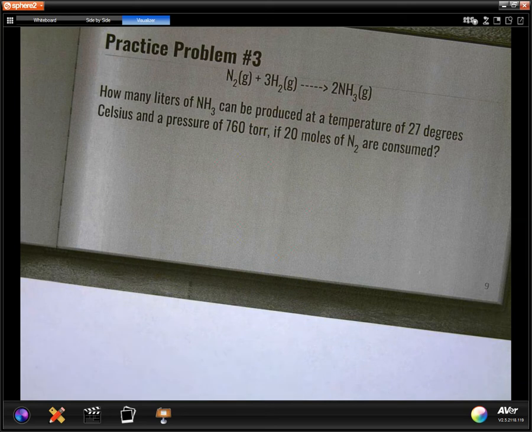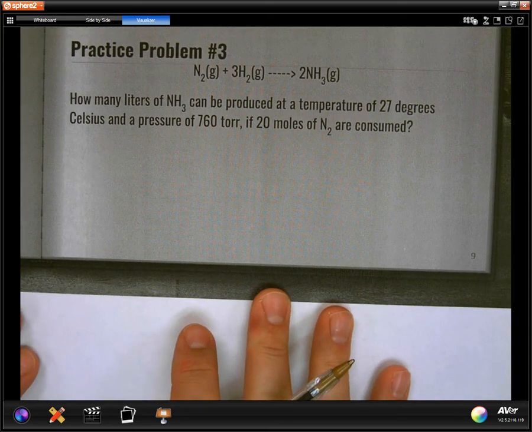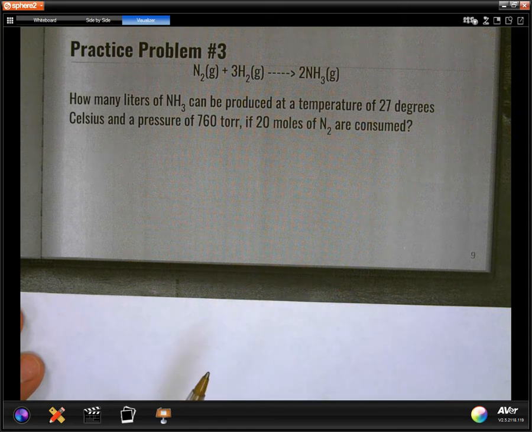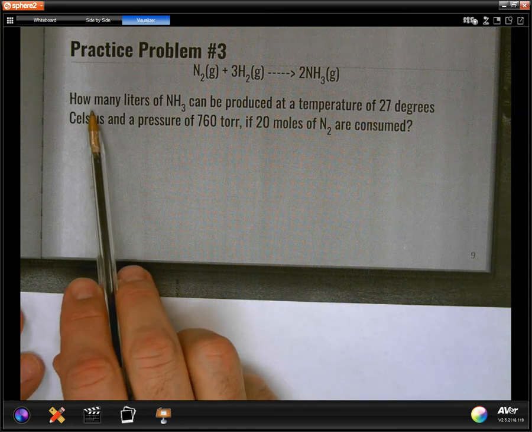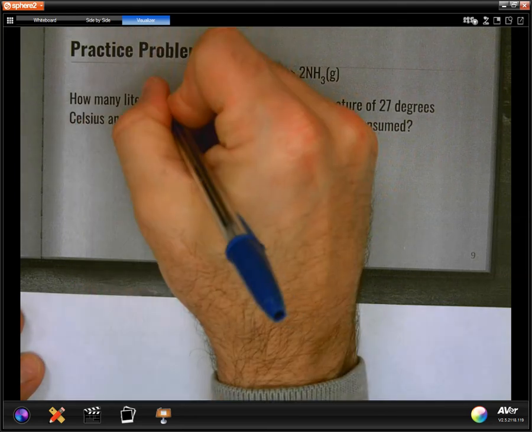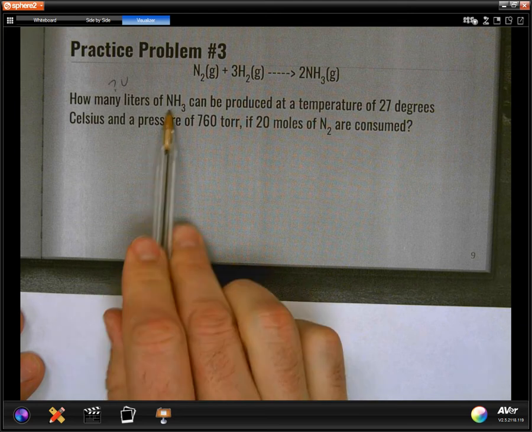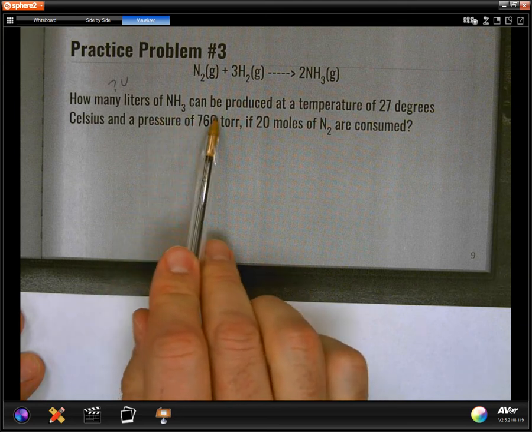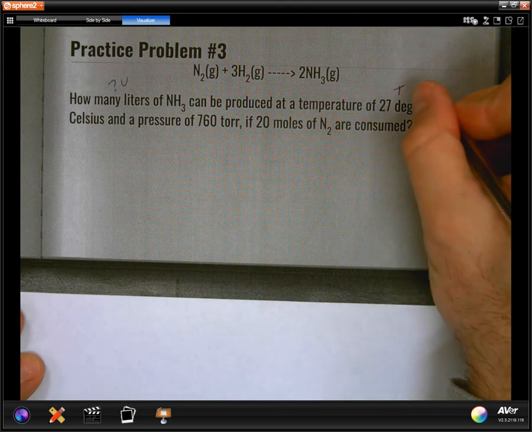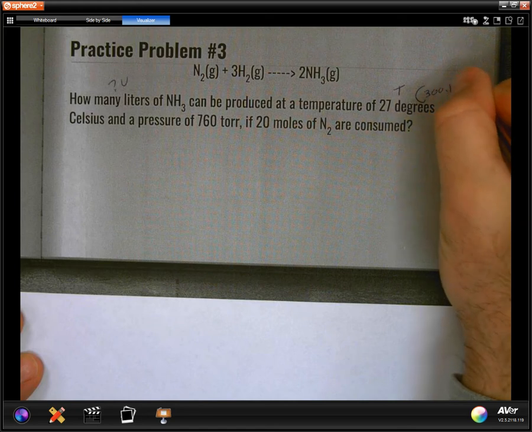All right, so the last question we have here is where you again have to have an understanding of stoichiometry, but also an understanding of the ideal gas law. When I go through here, it asks how many liters of NH3 can be produced at 27 degrees Celsius. So I'm looking for volume of NH3. This is my temperature, and you already know that it probably needs to be converted to Kelvin, so you just add 273.15 to get Kelvin.